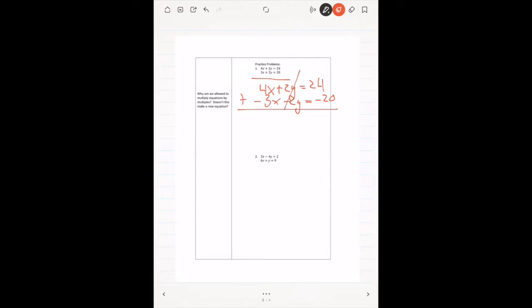So right here, these y's cancel out. And that's exactly what we wanted, because now let's combine the 4x and the negative 3x. That just becomes 1x equals 4. So x equals 4, and then I can plug this in and figure out what y is going to be. So 4 times 4 plus 2y equals 24, so that's 16. So 2y equals 24 minus 16, which is 8. So y equals 4. There are my two values. x is going to be 4 and y is going to be 8.